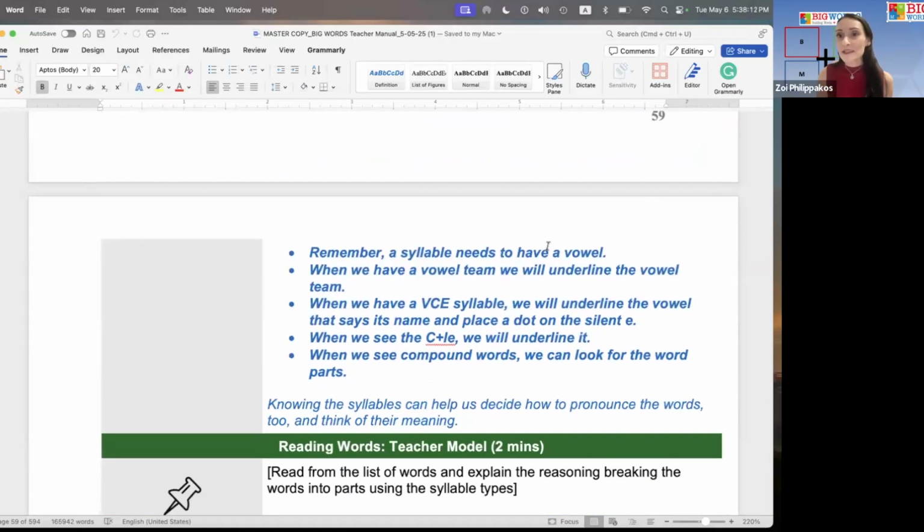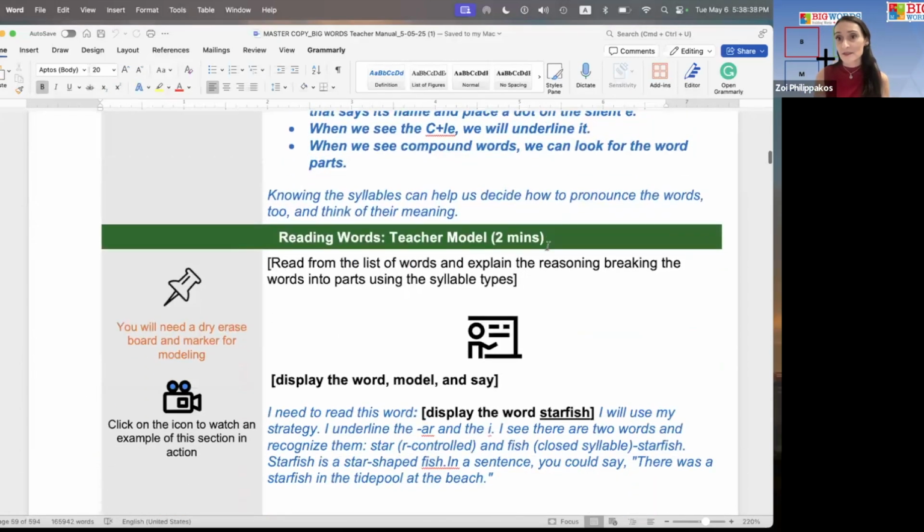Remember, a syllable needs a vowel. When we have a vowel team, we underline the vowel team. When we have a VCE pattern, we underline the vowel and place a dot on top of our silent E. When we see the consonant-le, we underline it. When we see compound words, we can look for the word parts. Knowing the syllables can help us decide how to pronounce the words too and think of their meaning. And then the teacher will continue with the rest of the lesson.